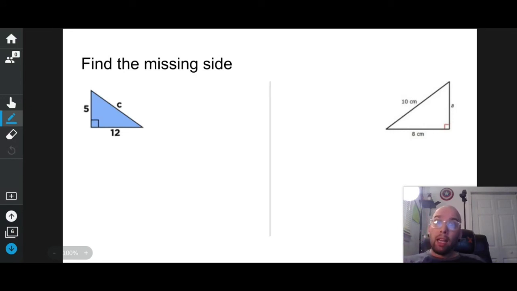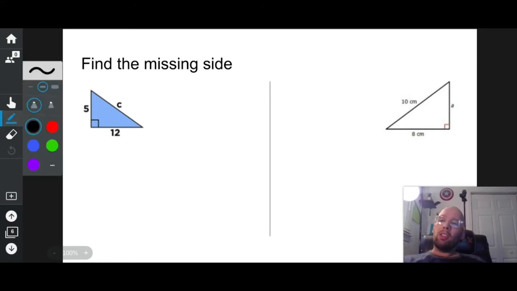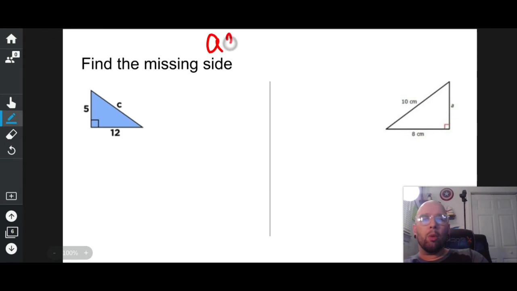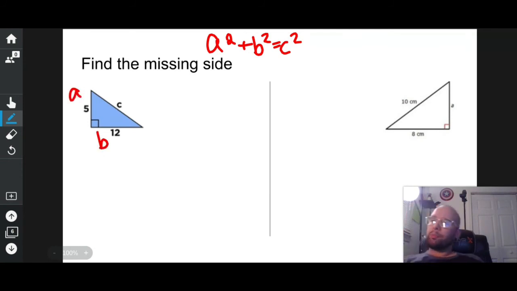Right triangles. And the way I find the missing side of a right triangle is I use good old Pythagorean theorem. What's that? This is Pythagorean theorem. Pythagorean theorem is a squared plus b squared equals c squared, where c is always the longest side. So I'm trying to find c, the longest side. I can call you A and I can call you B.